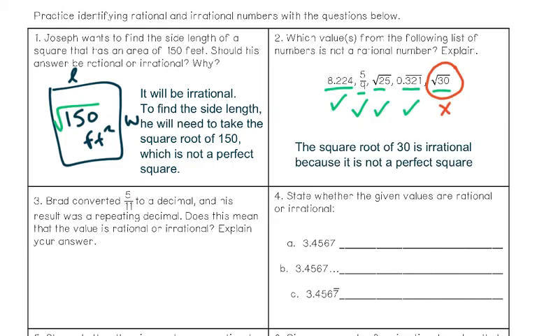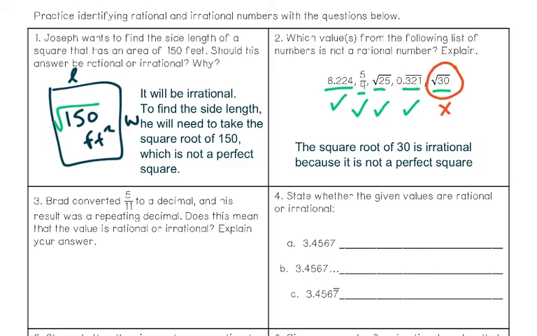Let's look at number 3. It says Brad converted 5/11 to a decimal and his result was a repeating decimal. Does this mean the value is rational or irrational? So 5/11 starting out is a fraction. So obviously any fraction is going to be a rational number. So that's the first way of knowing. If you can write it as a fraction, it's definitely rational.